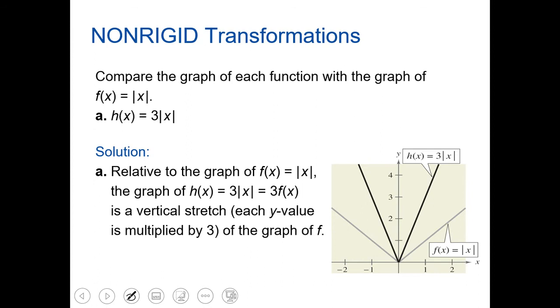Non-rigid transformations. This is where the stretches and the shrinking come in. So usually they're fairly easy to identify visually, but a little bit harder to identify algebraically. So now we have the absolute value function. That's our v here with a slope of just 1. If there's a 3 on the outside, the way that you would say that in words is it's a vertical stretch of 3, which means each of the y values is multiplied by 3, which is why this graph appears to be skinnier and narrower because it's rising 3 times as fast. The slope would be 3 as opposed to being 1 in the original.